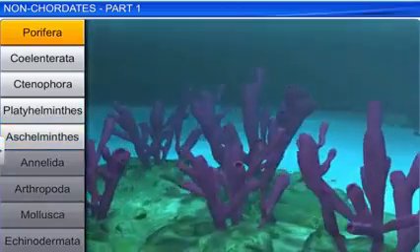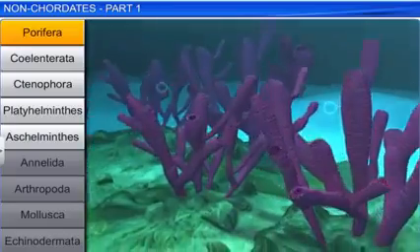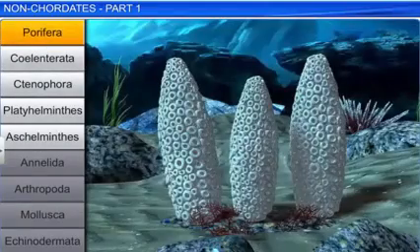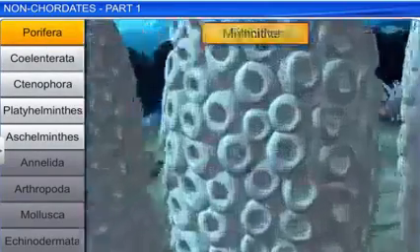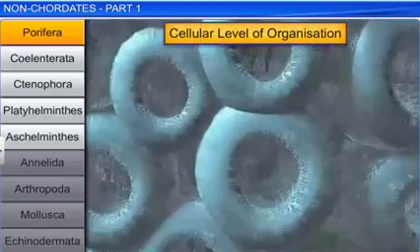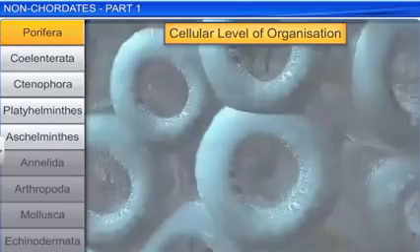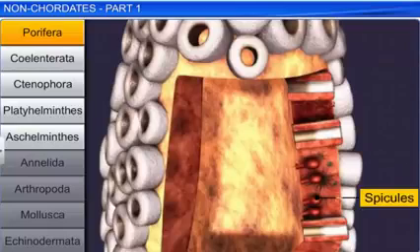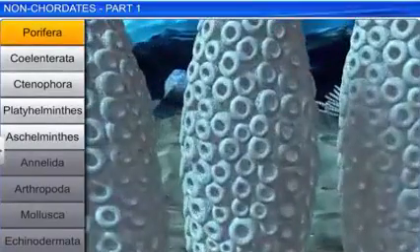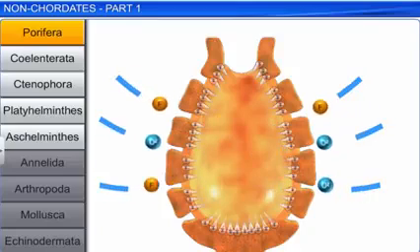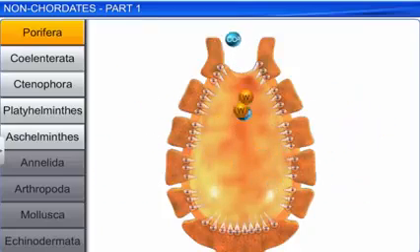The first phylum under non-chordates is Porifera. The members of this phylum are known as sponges. These are primitive, multicellular, asymmetrical, marine animals with cellular level of organization. The body of sponges is supported by a skeleton made up of spicules or spongin fibers. Sponges have a water transport or canal system which helps in food gathering, respiratory exchange, and waste removal.